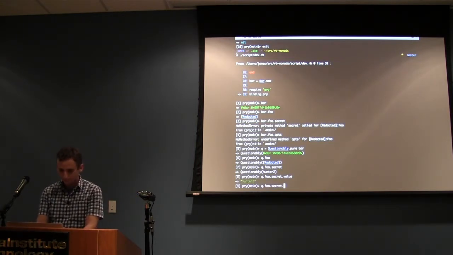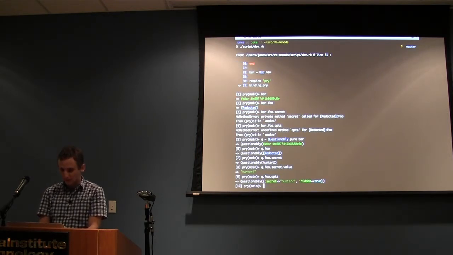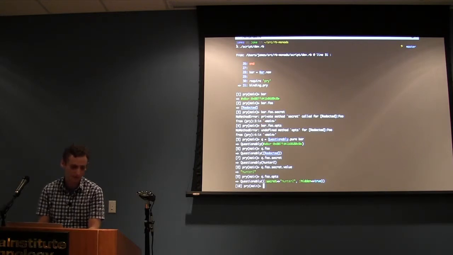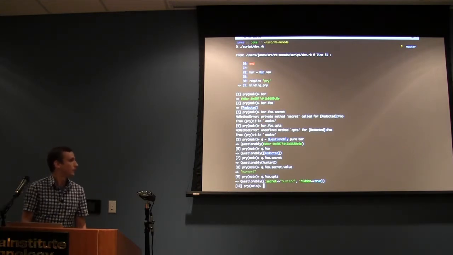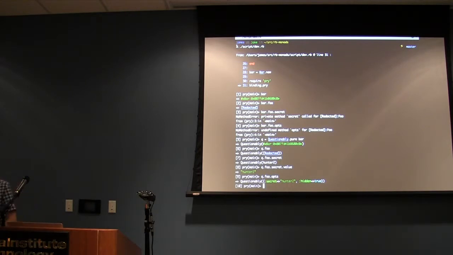I can even get the whole options that are stored as an instance variable, things like that. So again, don't use that in production, that's a terrible idea.